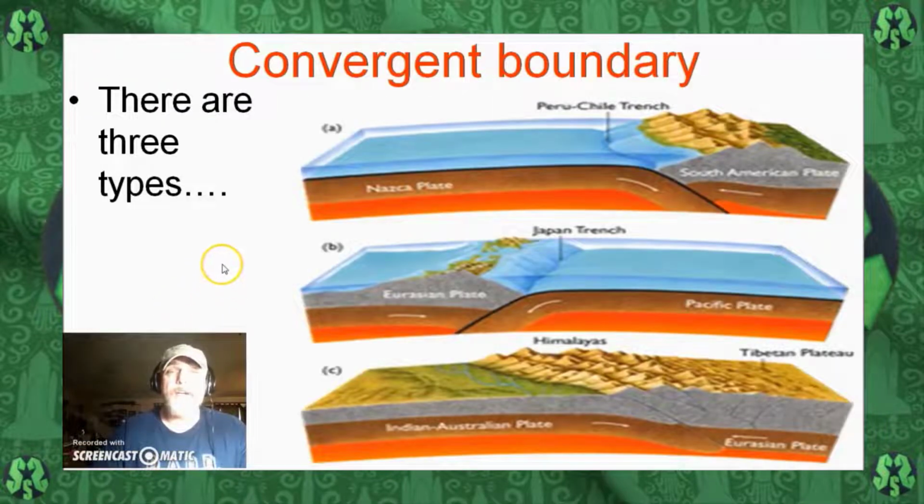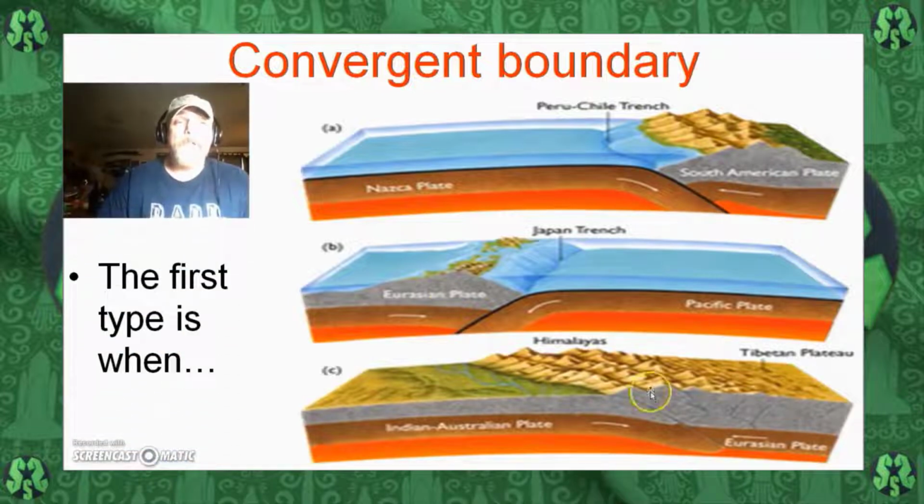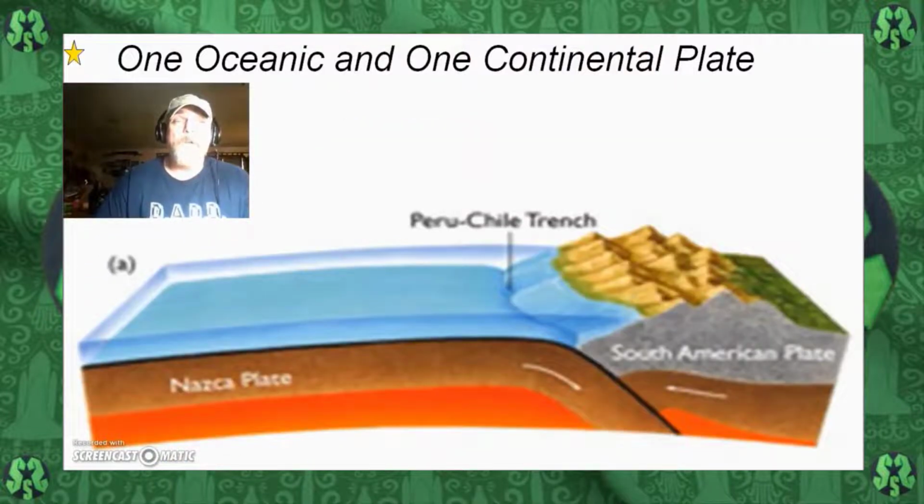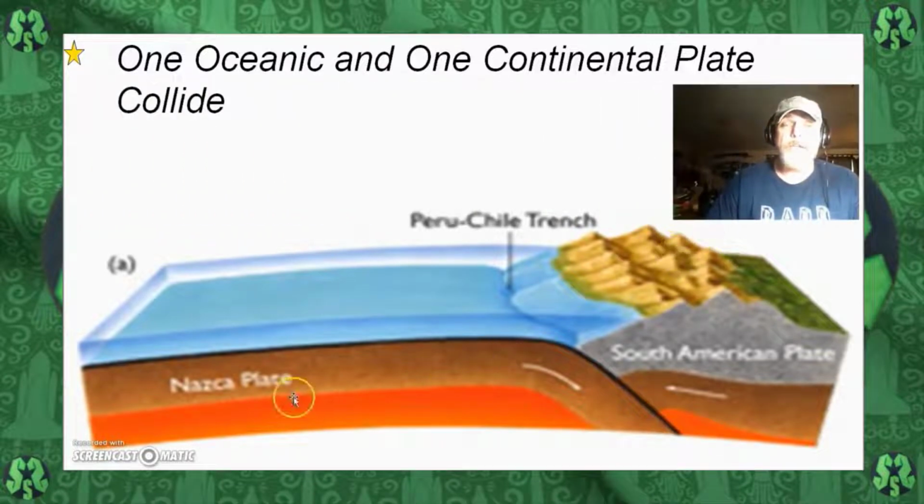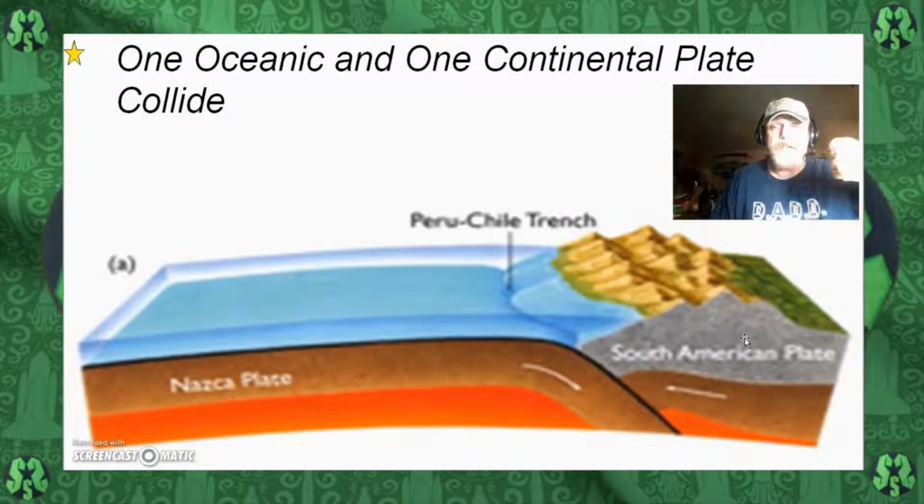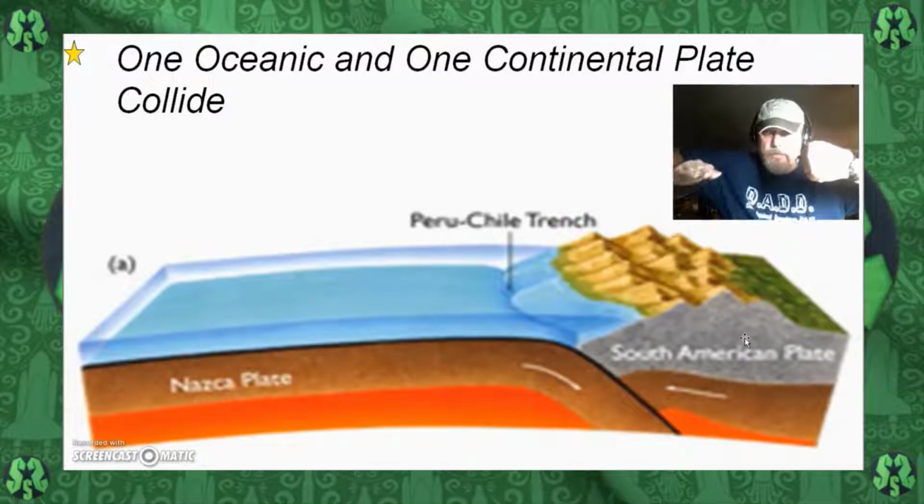There's three types of convergent boundaries. It's going to depend on what type of crust we're dealing with, either oceanic or continental, which is going to determine what's going to happen at these convergent boundaries. Now, the first type is when you have one oceanic and one continental plate colliding. So here you have the thin, dense oceanic plate, and here you have the thick, much less dense continental plate colliding. So you could think about it like this. Here is the continental plate on your right. Here is the thin oceanic plate on your left coming together.